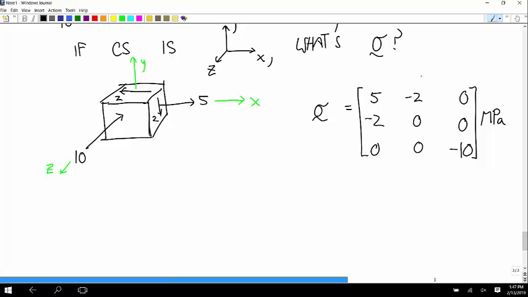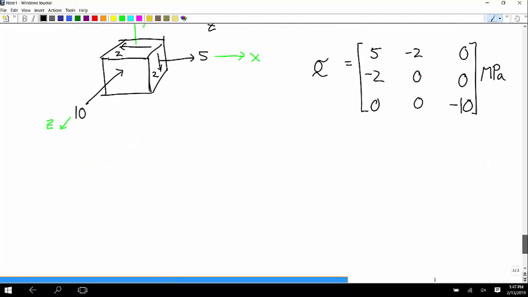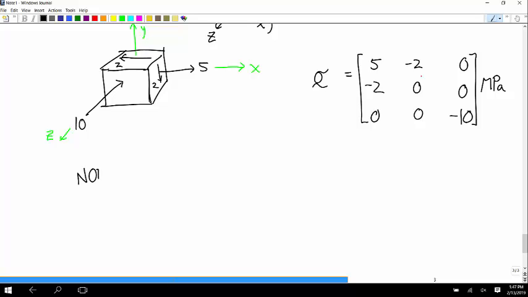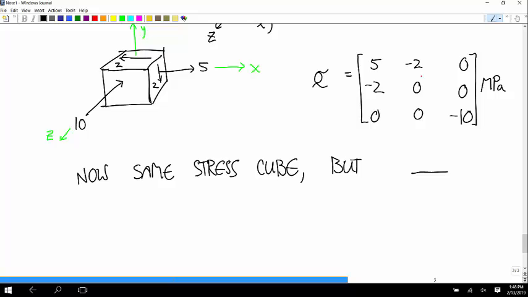Now I'm just going to switch, let's see, can I switch all of them? X, Y. I'm going to switch 2 of them. Now, same stress cube, but the axes are x, y, z. So just arbitrarily flip the signs of 2 of those axes. Okay.